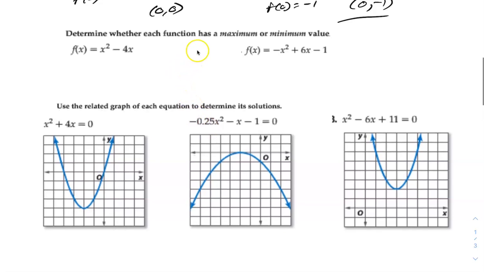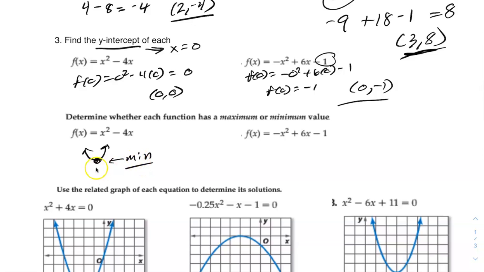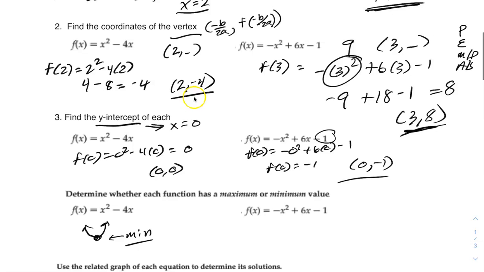All I want to know here is, does this have a max or min? So remember the way it works? You look at the coefficient of the x squared term. This is positive, so it's going to open up, which means you have a minimum. By the way, since all these problems are all related, I should know what the minimum is. The minimum is always the y value of the vertex. So where's my vertex at? Right here, (2, -4). My min would be negative 4.